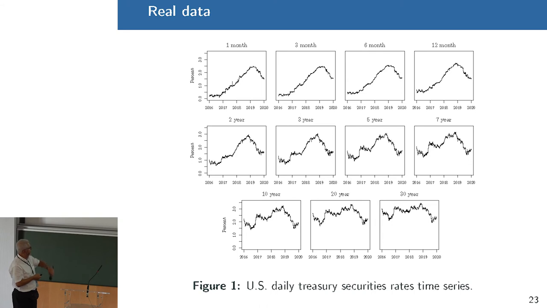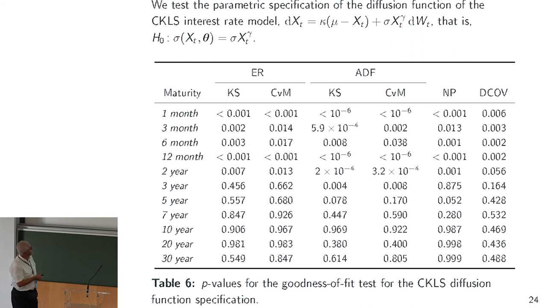Okay. Also here we are including some illustration with real data, US daily security rate time series for different periods. For example, testing a CKLS model. You can see that in general the results are quite similar across all the different classes of procedures. That means that if you increase the period of maturity, the fitting is good, but with small periods it is not fitting well. We have another work where we fit the volatility, using random volatility in the model. But with this model, this is more or less the result in this application.